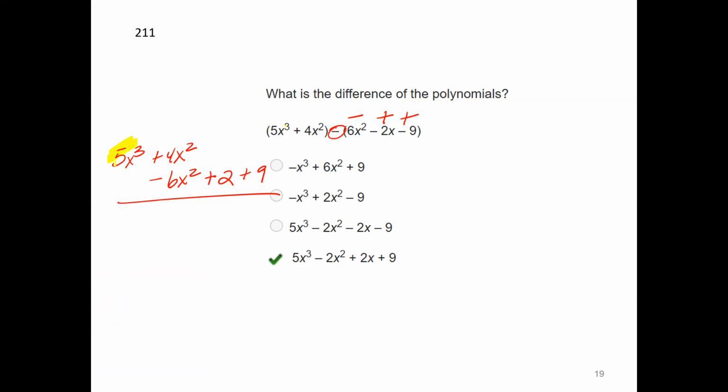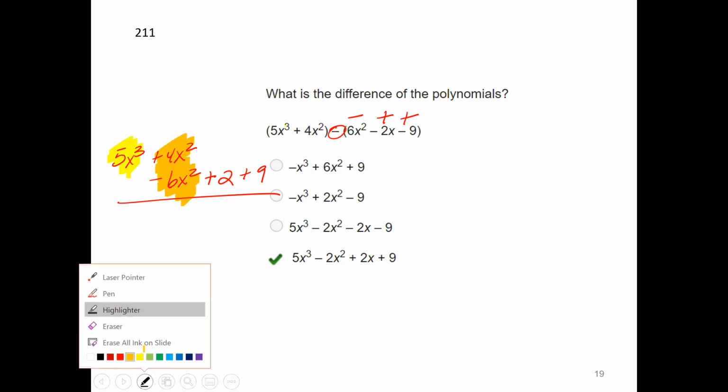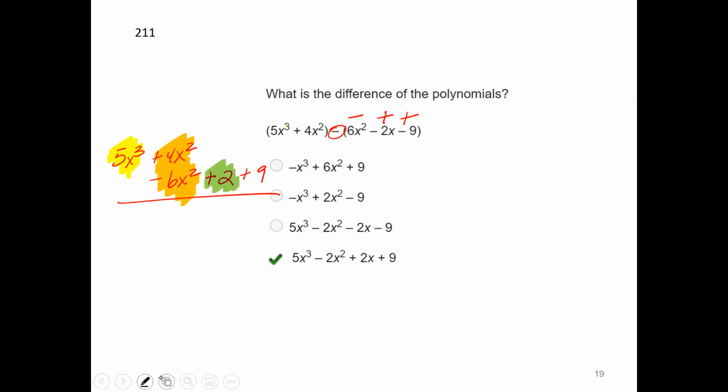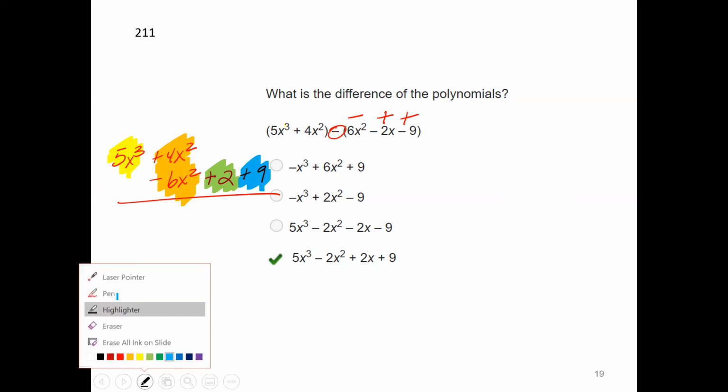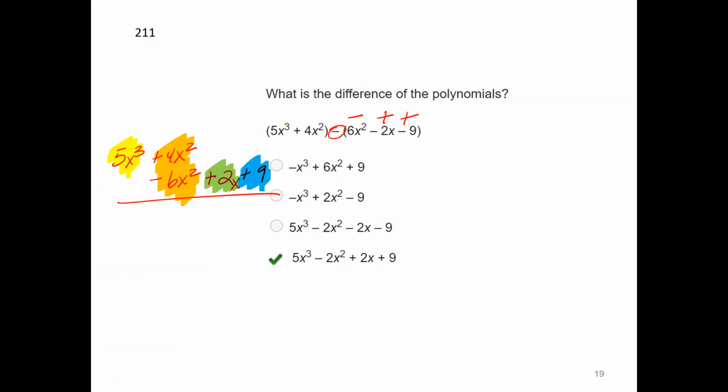And then you're just gonna simply add them. And see how I'm highlighting them? x cubed with the x cubed, x squared with the x squared. And there's an x right here, by the way. So let's drop it down. 5x cubed minus 2x squared plus 2x plus 9. And that is D as in dog, you guys.